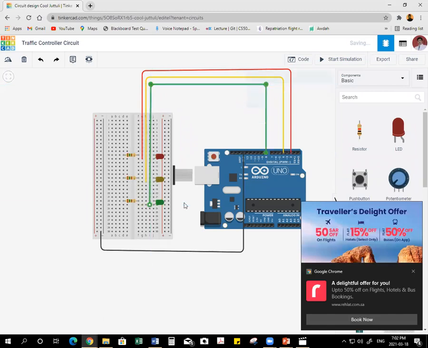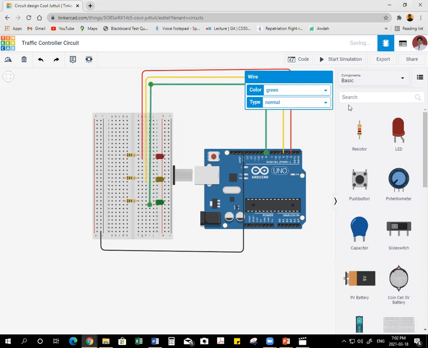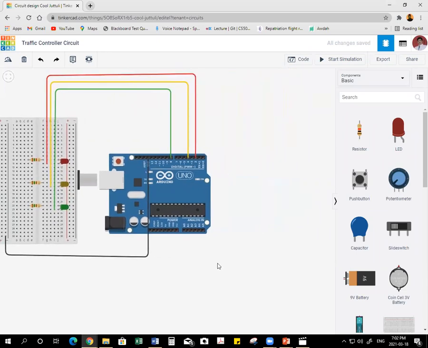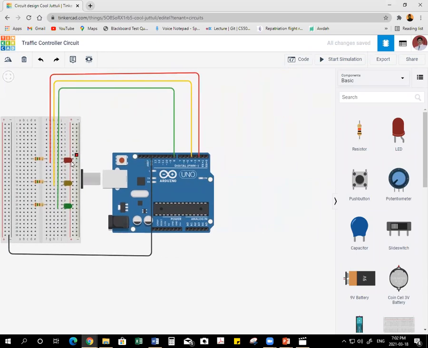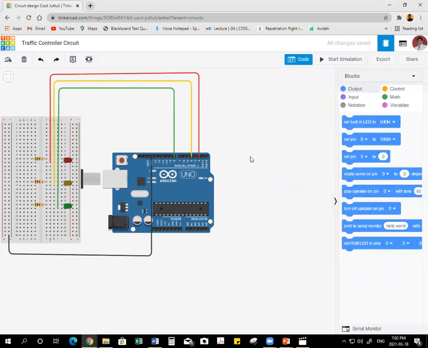This is green. Okay, no problem. So all is set. The circuit is ready, so I can go. I will move this to here. So in a traffic light, how will it be? Red, yellow, and green. So now we'll start programming.